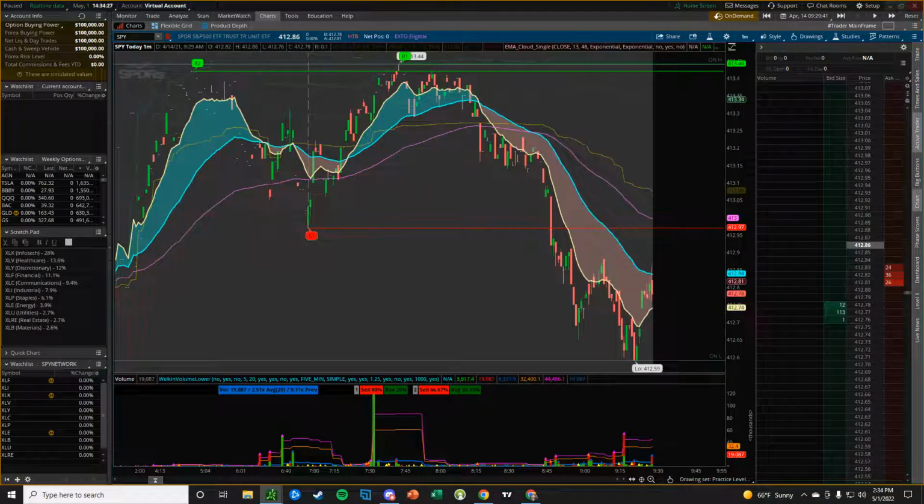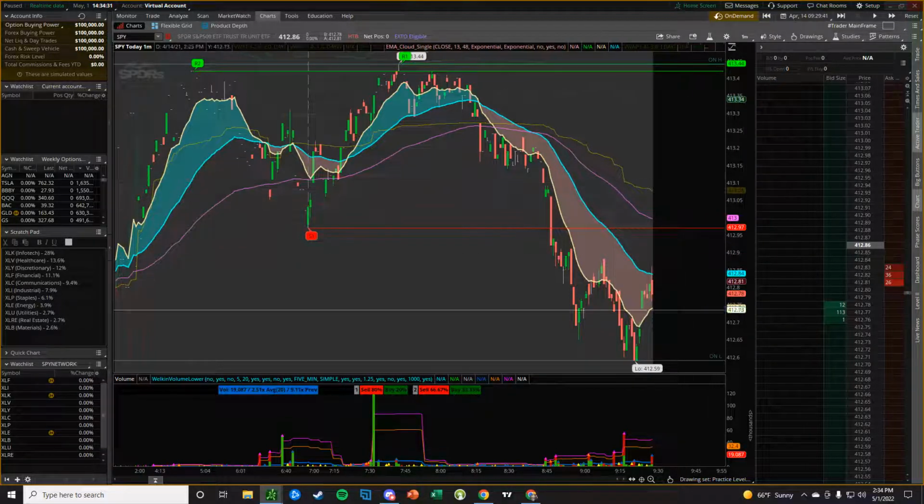All right, so let's make sure our other charts have the appropriate drawings on them. Practice levels major. Practice levels. Practice levels.